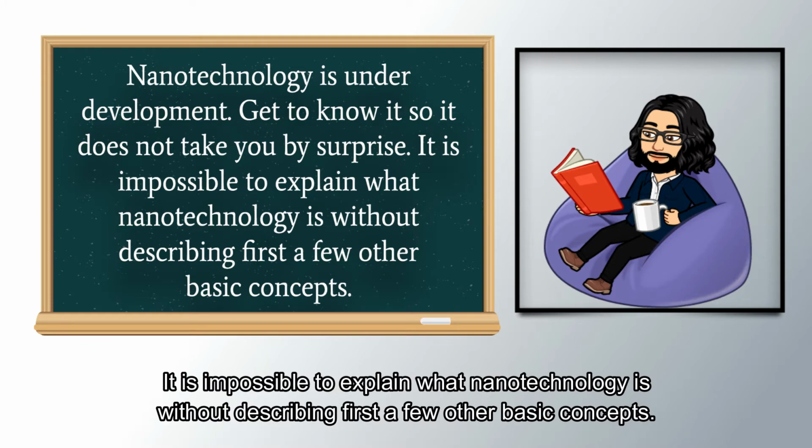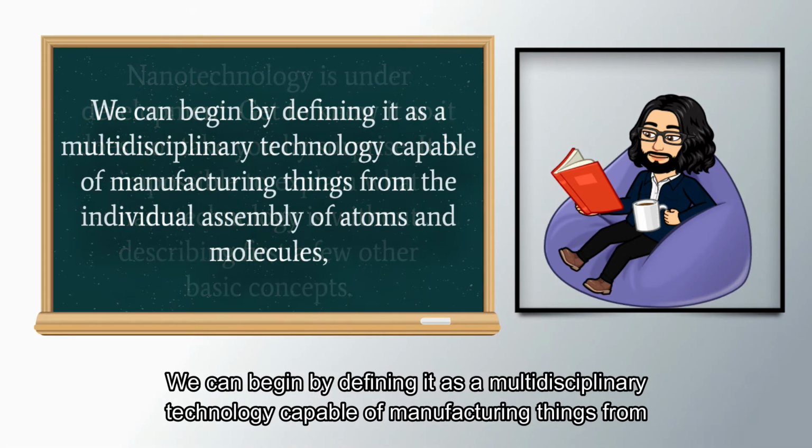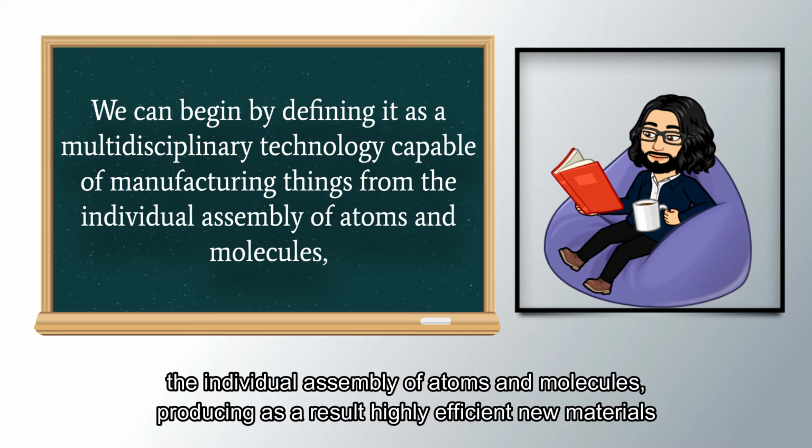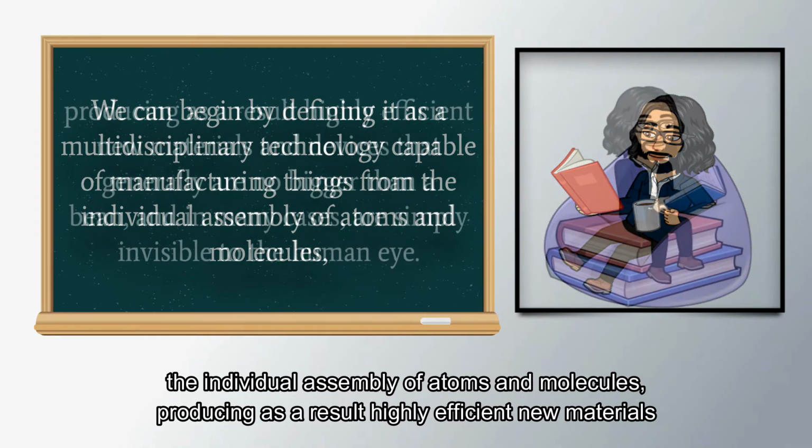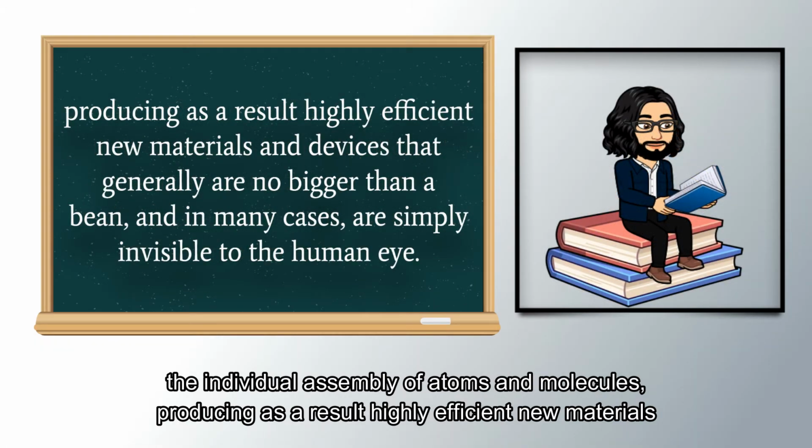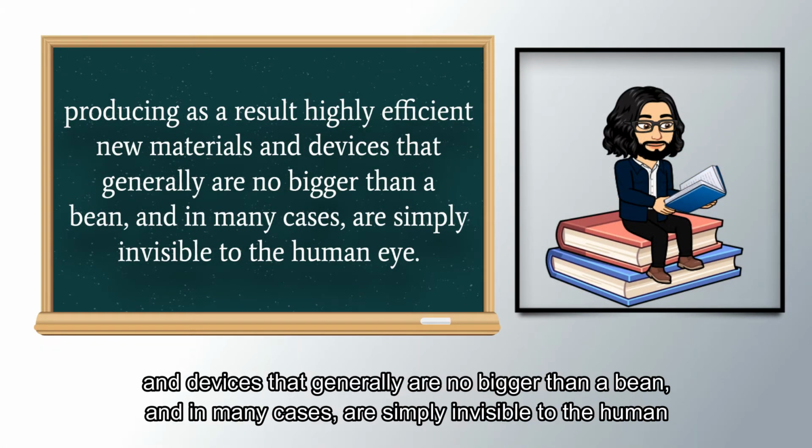It is impossible to explain what nanotechnology is without describing a few other basic concepts. We can begin by defining it as a multidisciplinary technology capable of manufacturing things from the individual assembly of atoms and molecules, producing as a result highly efficient new materials and devices that generally are no bigger than a bean.